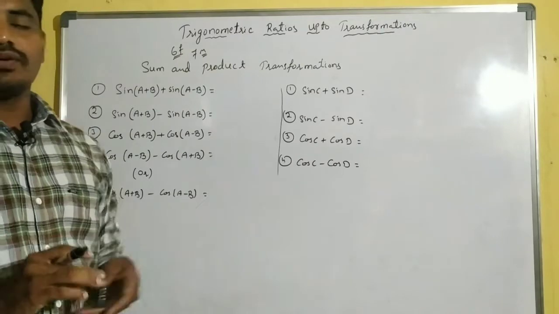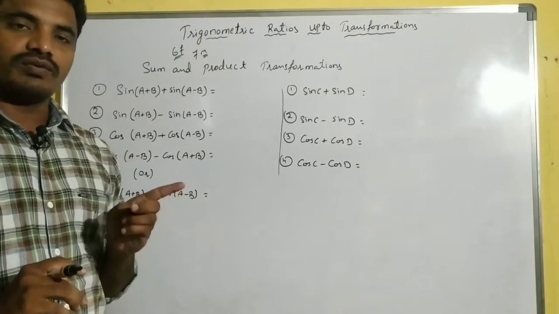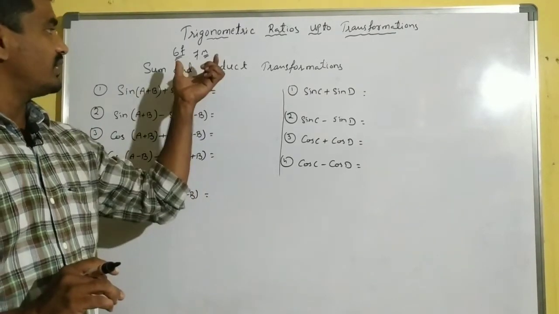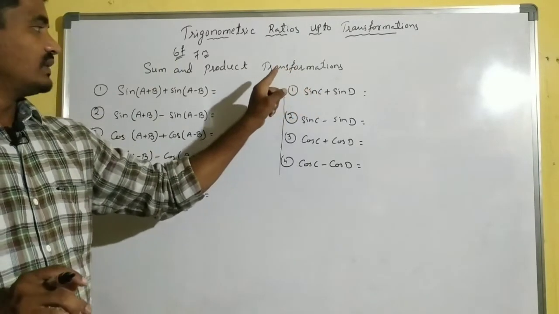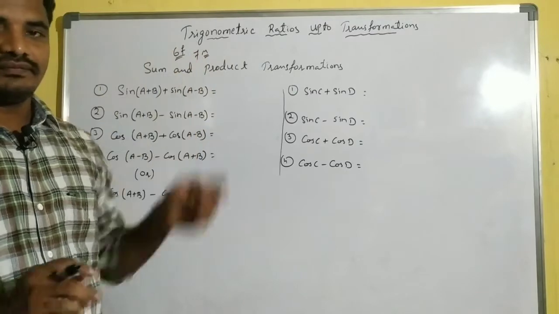Actually, from this chapter a total of 15 marks are there. One is a 7 mark question, one 4 mark question, and two 2 mark questions. So I am taking the 7 mark question here from the transformation concept. This is exercise 6.6F.